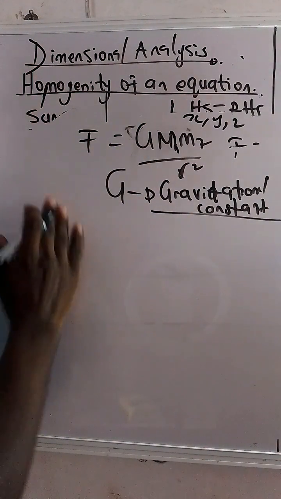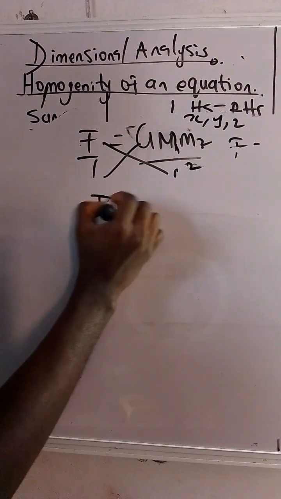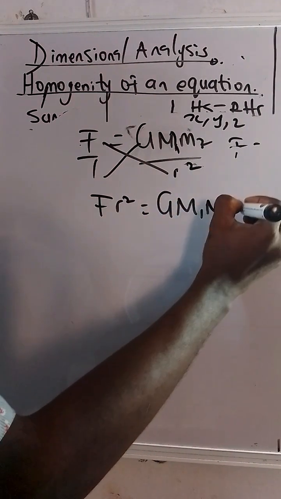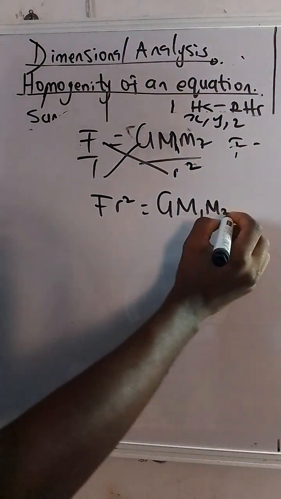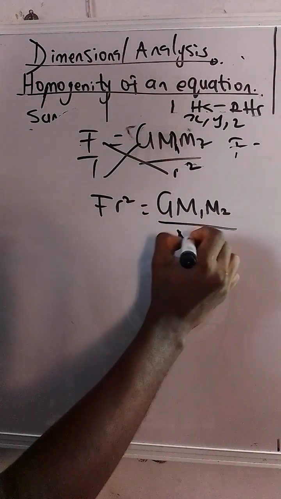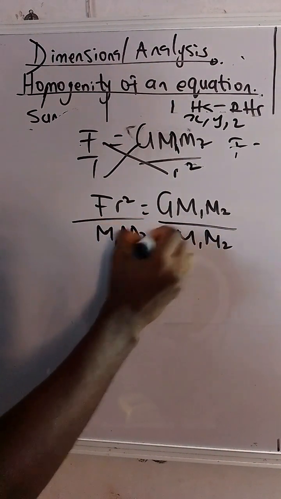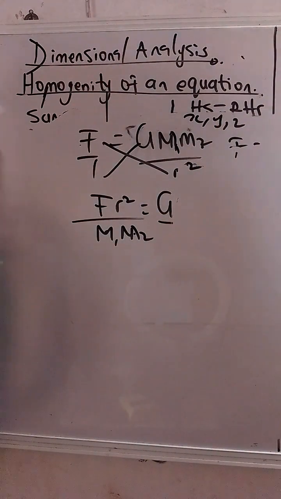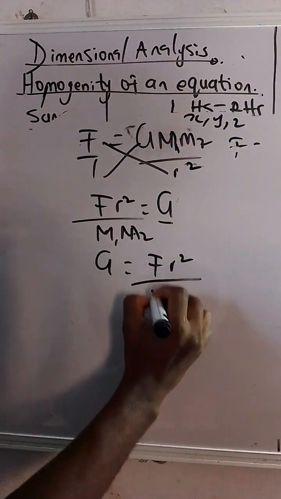Let's cross multiply. If I cross multiply, what am I going to have? I'm going to have F times r, so that's F r squared, equal to G m1 m2 times 1, but we don't need the 1. Now let's divide both sides by m1 m2 because it is stopping this G. So it's going to be m1 m2 over m1 m2, and if I cancel these two things, I'm going to have this left. Now everybody knows that G is equal to F r square over mass 1 and mass 2.